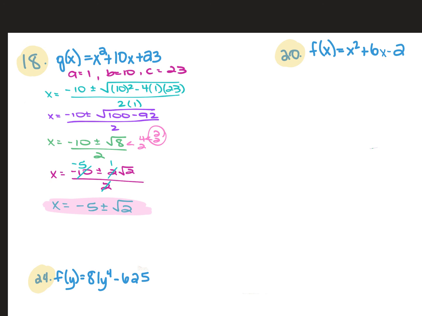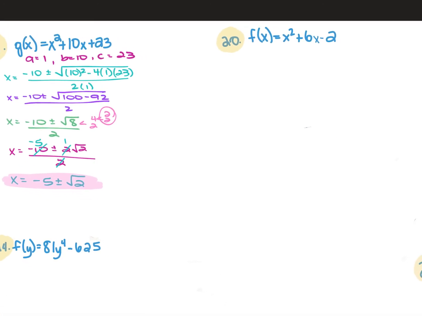For number 20, same concept. You have f of x is equal to x squared plus 6x minus 2. There are no factors of negative 2 that add up to be 6. So use your quadratic formula since you have a trinomial. Your a is 1, b is 6, c is negative 2. So this is going to give us x is equal to the opposite of b, so that's negative 6, plus or minus the square root of 6 squared minus 4 times a, which is 1, times c, which is negative 2, all over 2 times a, so 2 times 1.